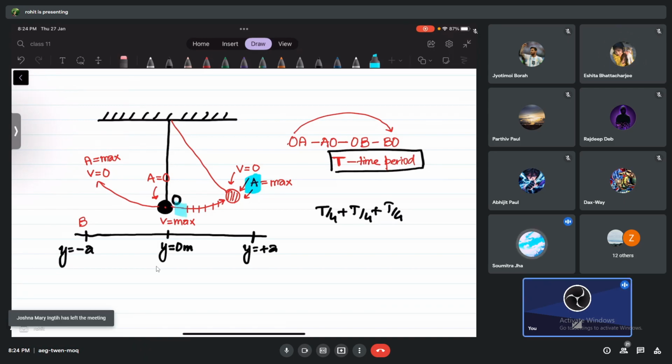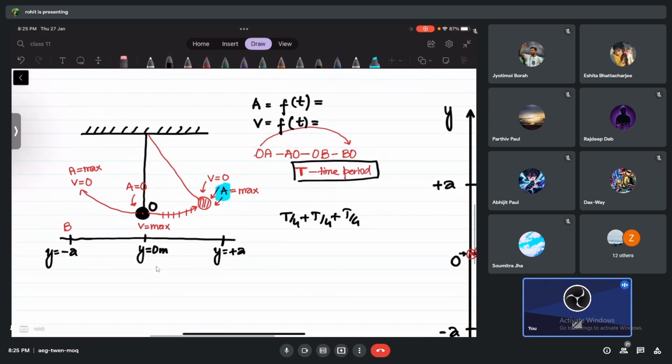Yes. At different times, the position is different. At different times, the velocity is also different. At different times, the acceleration is also different. So I'm going to write here: acceleration is a function of what? Time. Agree, right? Even velocity is a function of what? Time.